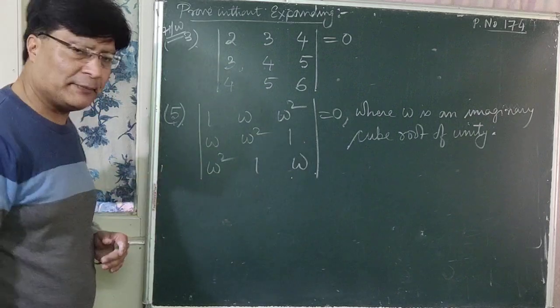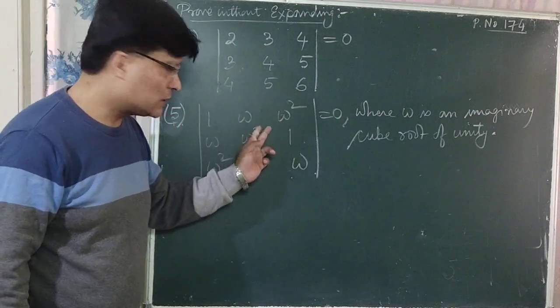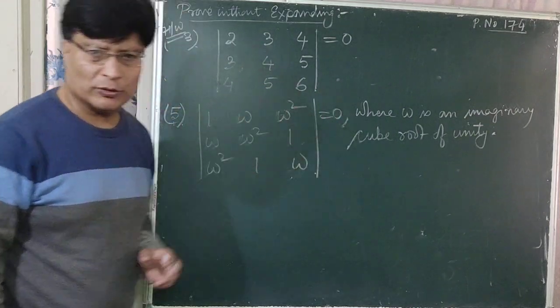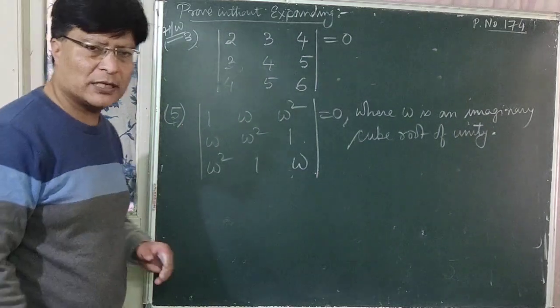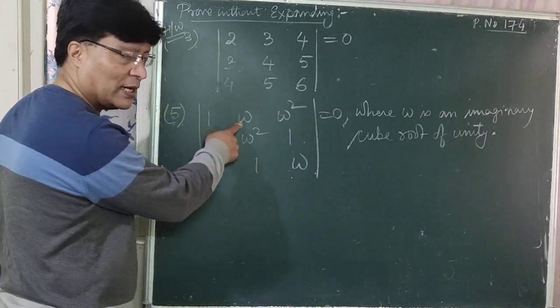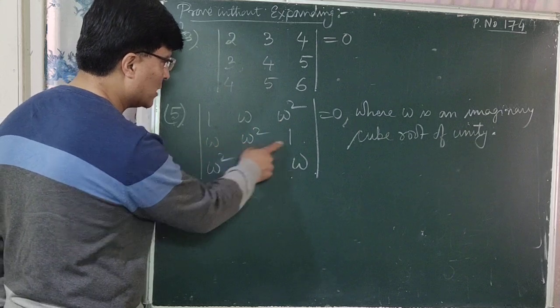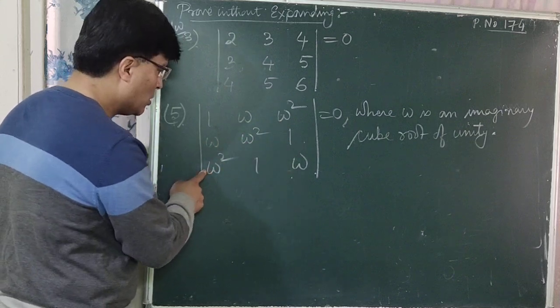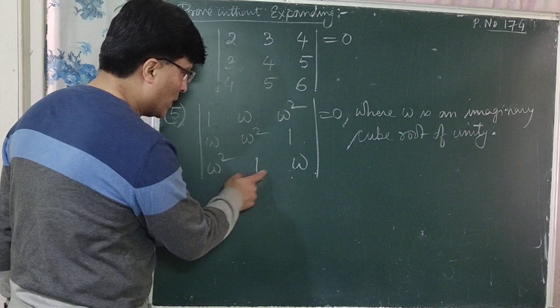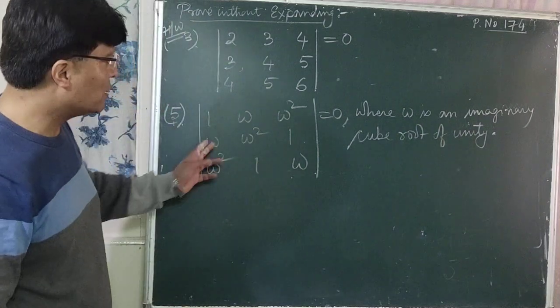So, what does it say? You have to prove this left hand side is equal to 0. So, what is the given determinant out here? 1, omega, omega square; omega square, 1, and in the third row there is omega square, 1 and omega. You have to prove it is equal to 0.